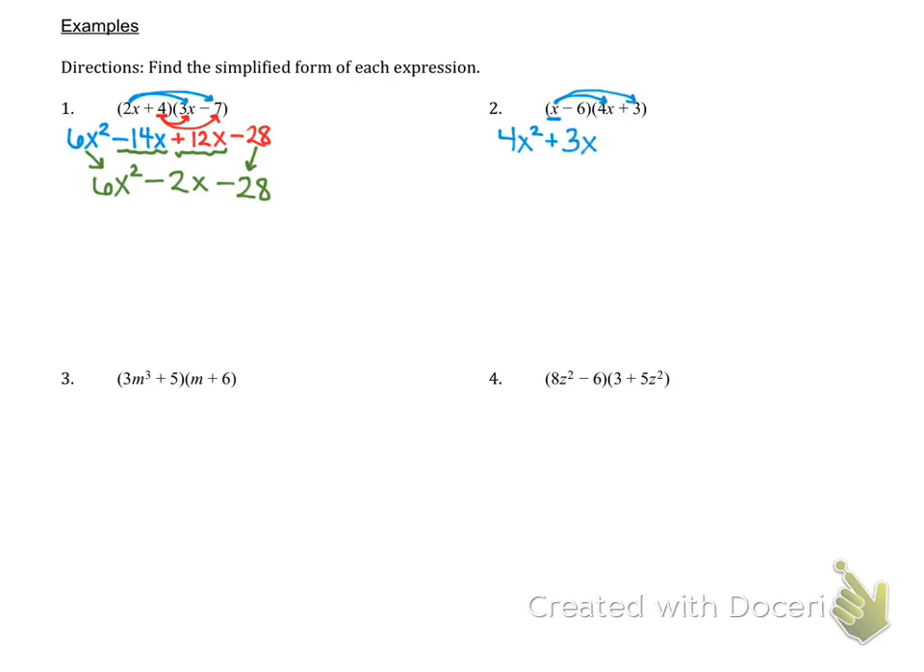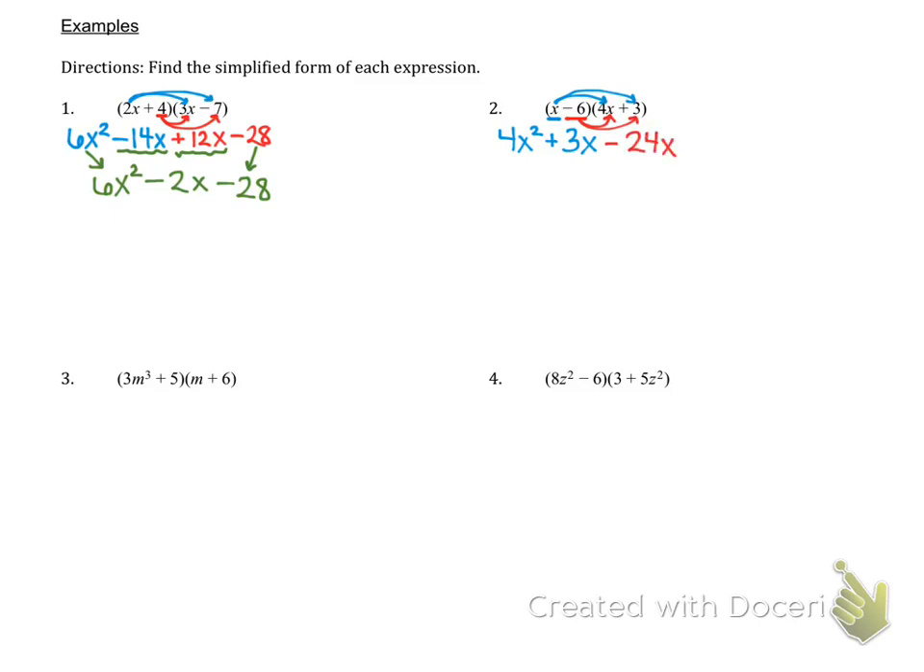Now I'm going to start with my second number in my first set of parentheses and multiply that by everything in the second set of parentheses. So remember, that's a negative 6 I have right there. So I have a negative 6 times a positive 4x is a negative 24x.